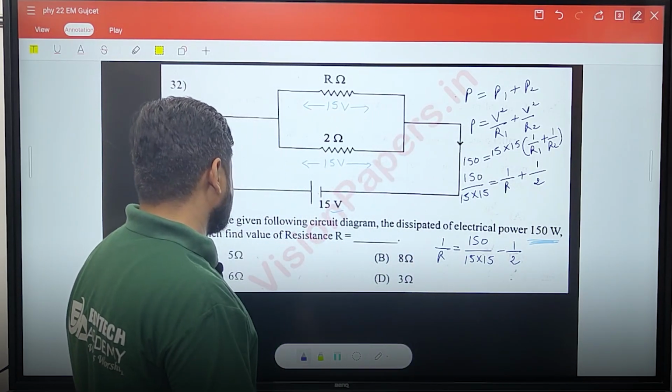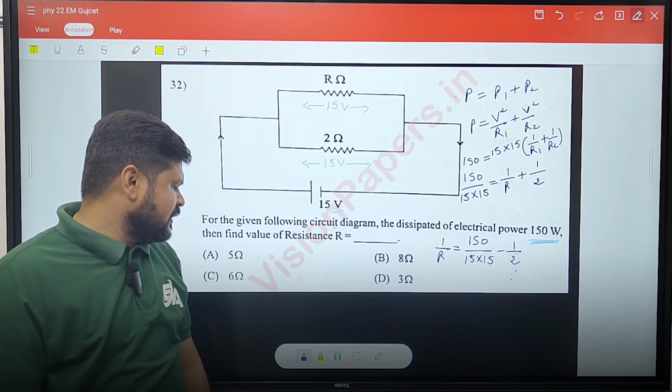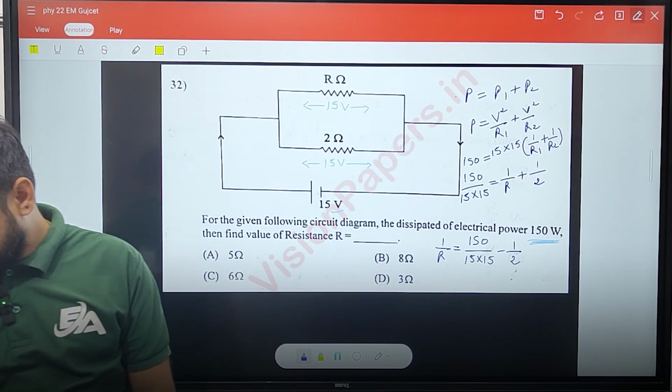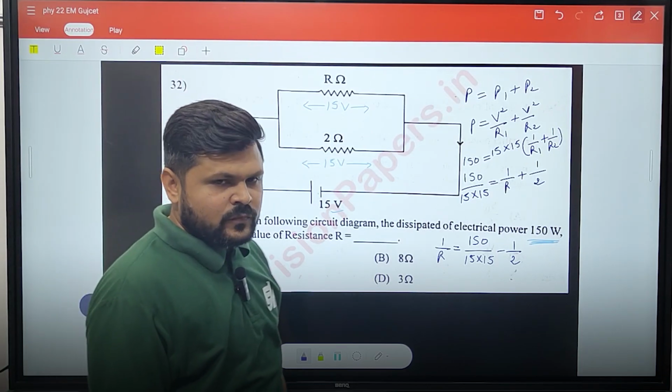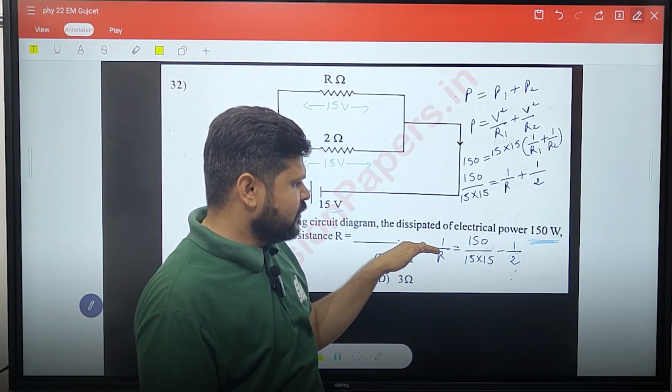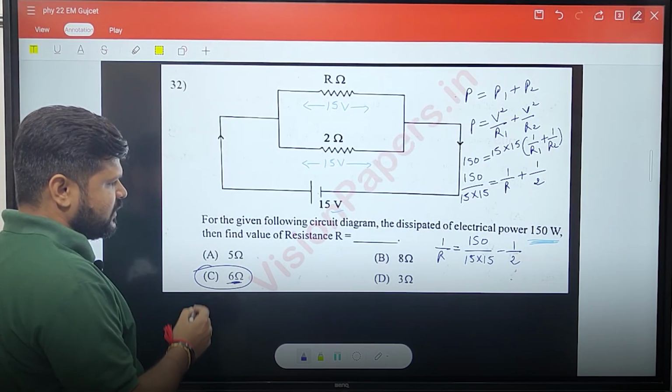So when you solve it, your answer will be 6 ohm. This is the correct option. When you solve it and take the reciprocal, then your final answer of resistance will be 6 ohm.